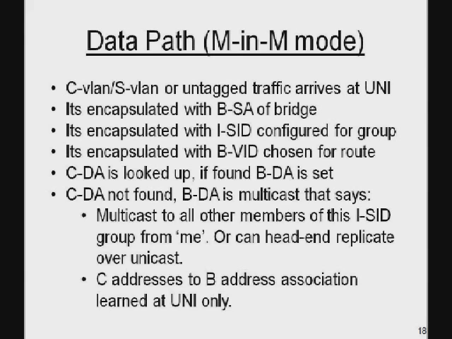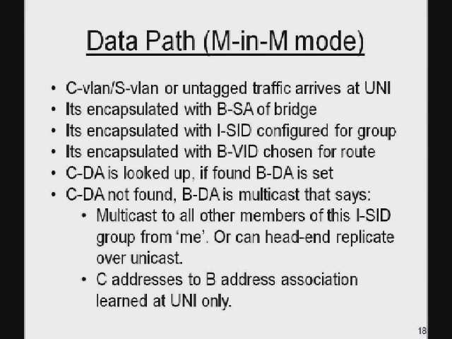And then the interesting part happens. We look up the end station address. If we find it, well, we know exactly what egress node that corresponds to, so we insert the destination address as the egress MAC address of that end box, and off it goes unicast. The interesting thing happens now, of course, if we don't find it.